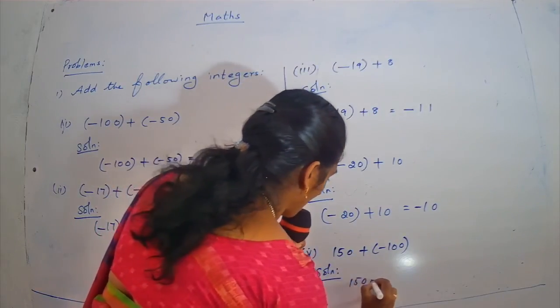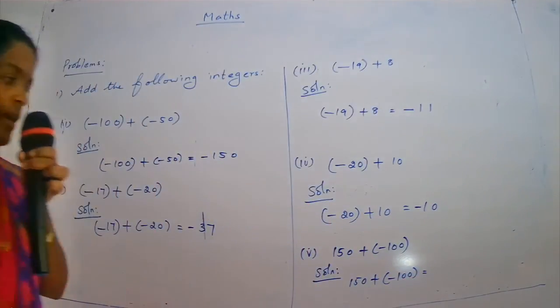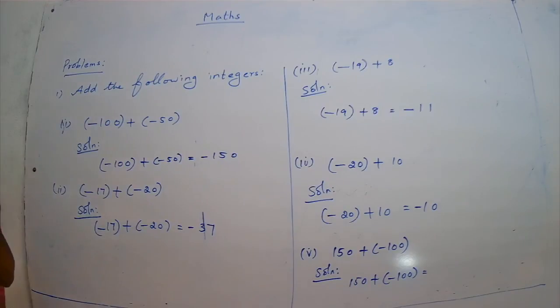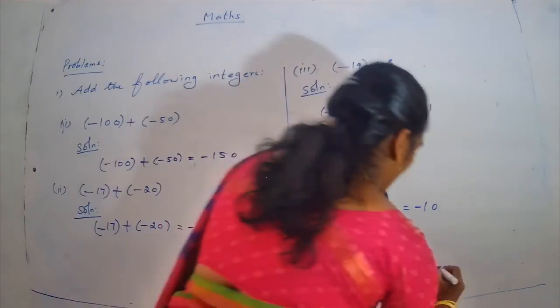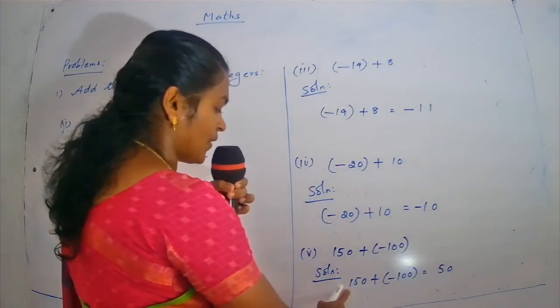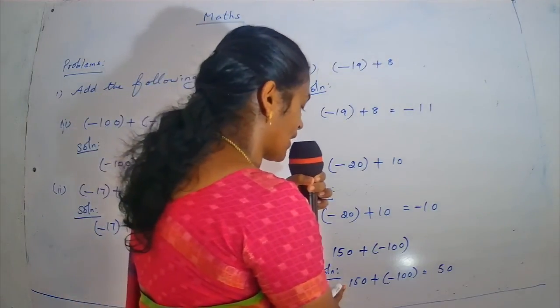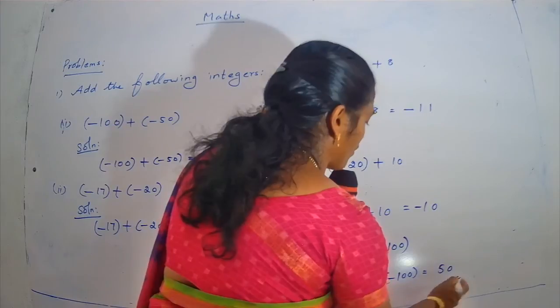Okay, now you say 150 minus 100. What is the answer? Here one is a positive integer and another one is a negative integer. So we find the difference. Difference means always subtract the smaller number from the bigger number. 150 minus 100 is 50. Which one is the bigger number? 150, a positive integer. Positive means the plus sign will come. So your answer is 50.